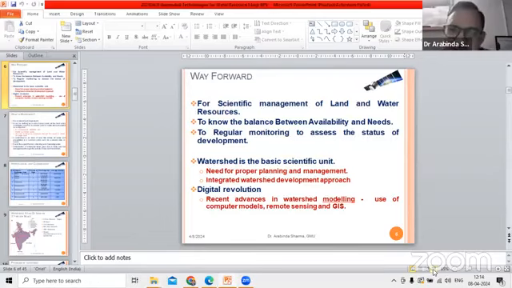We have to go for a digital technology, that is called geospatial technology, to study the hydrological cycle at watershed scale. Only then will we be able to manage our water resources in a proper way, right?